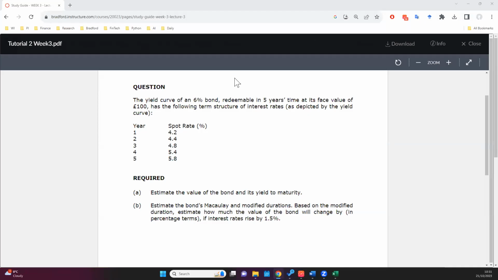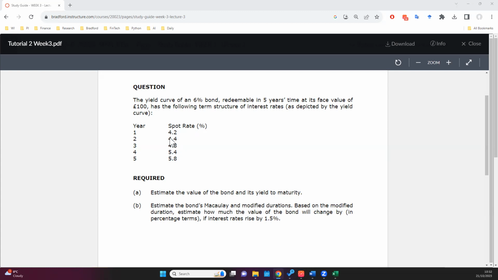Question: the yield curve on a 6% bond redeemable in 5 years' time at its face value of 100 has the following term structure of interest rates, as depicted by the yield curve. So again, as you remember, a 6% bond means that the coupon rate of this bond is 6%. Redeemable in 5 years means that the time to maturity is 5 years. And the face value of the bond, or the par value, is 100.